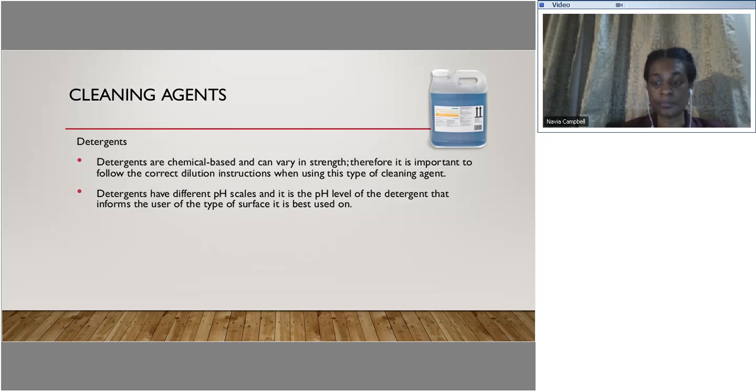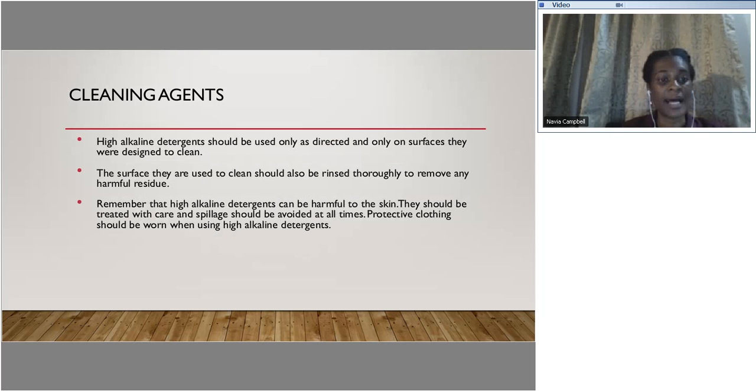High alkaline detergents should be used only as directed and only on surfaces they were designed to clean. The surface they are used to clean should also be rinsed thoroughly to remove any harmful residues. Remember that high alkaline detergents can be harmful to the skin. They should be treated with care and spillage should be avoided at all times. Protective clothing, otherwise known as personal protective equipment, should be worn when using high alkaline detergent.